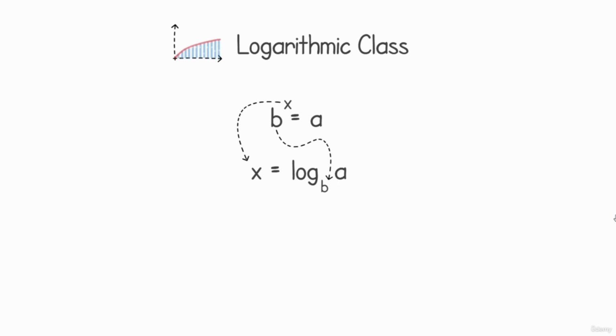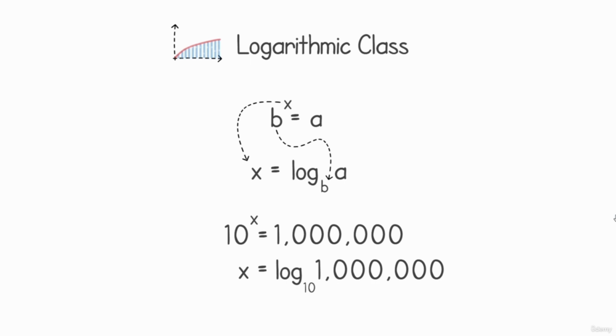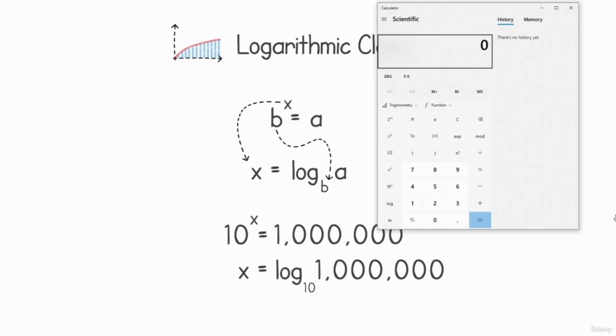And just to show you another example, if we have 10 to the power of x giving us 1 million, the way to find x is by doing log base 10 of 1 million. And for this we can use the normal Windows calculator. We can put 1 million over here, 1 and 6 0, and then we press the log button. When there is no base specified on the log function, it means that it's using log base 10. And log base 10 of 1 million gives us 6.